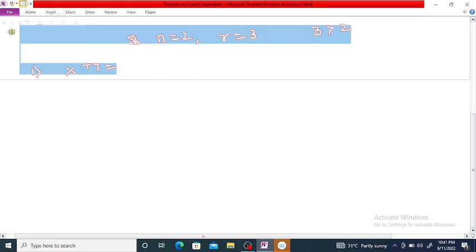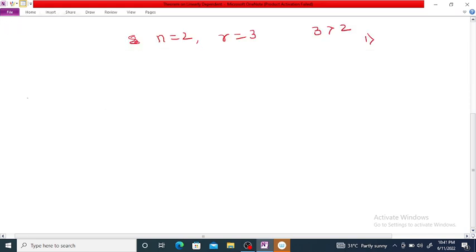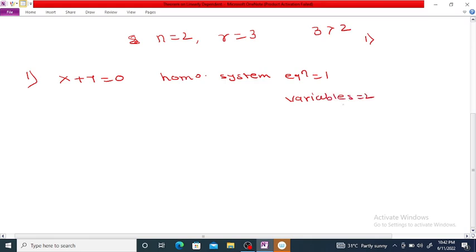To prove this theorem, we are going to see some basic concepts. The first basic concept: consider x plus y equal to 0. This is a homogeneous system of equations. The number of equations is 1 and the number of variables is 2. Variables are greater than equations, and therefore this system has infinitely many solutions.